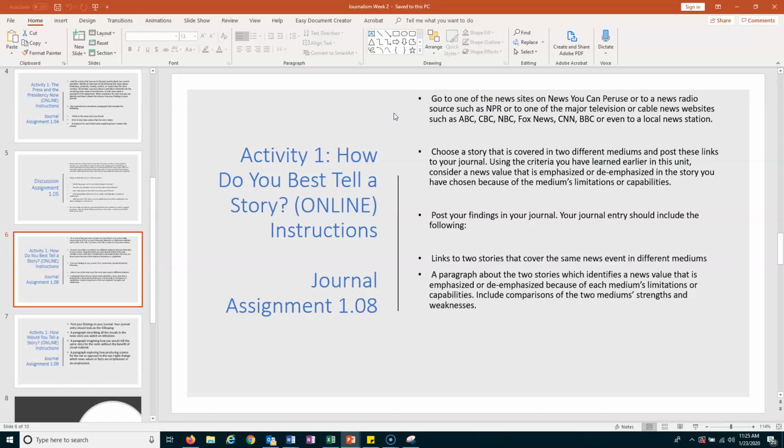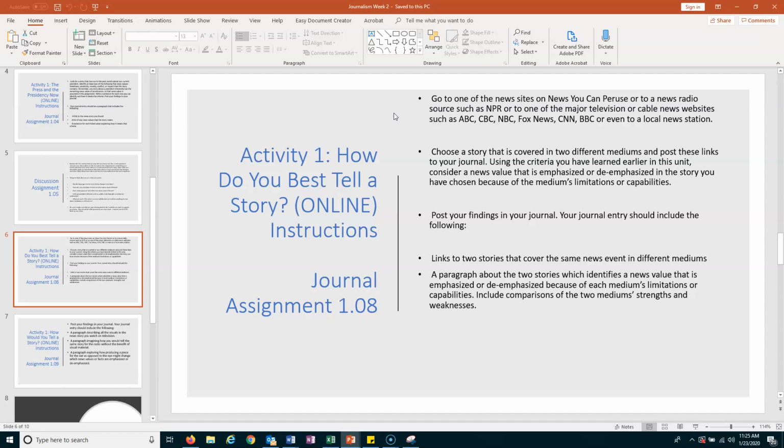What it means by two different mediums is basically a newspaper article, like an actual hard copy newspaper. That's one medium. Twitter is a different medium. Facebook is a different medium. A book is a different medium.